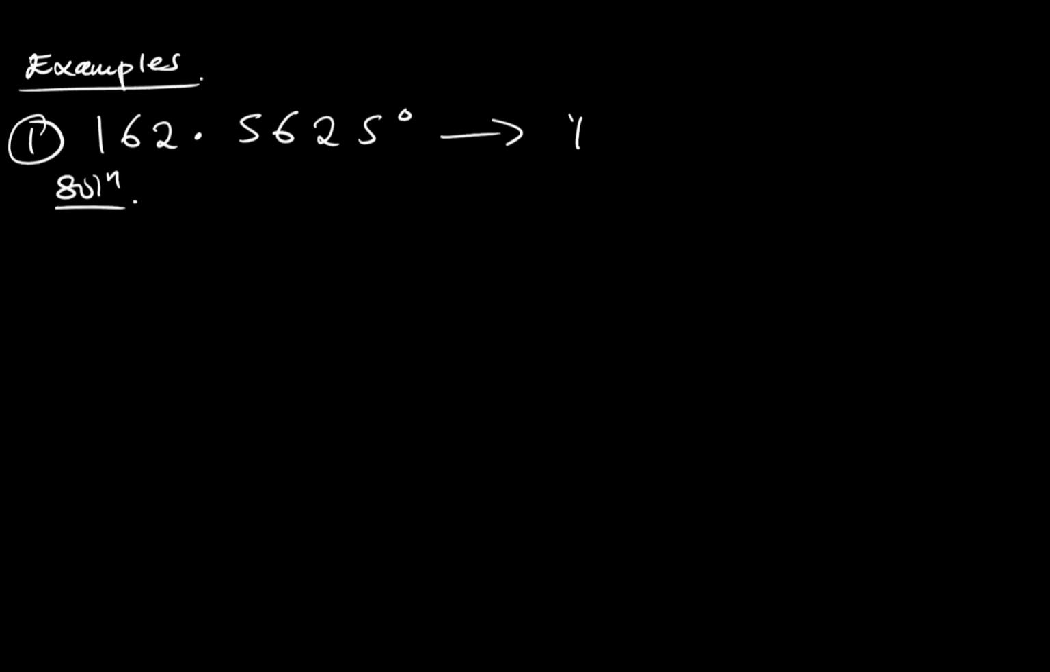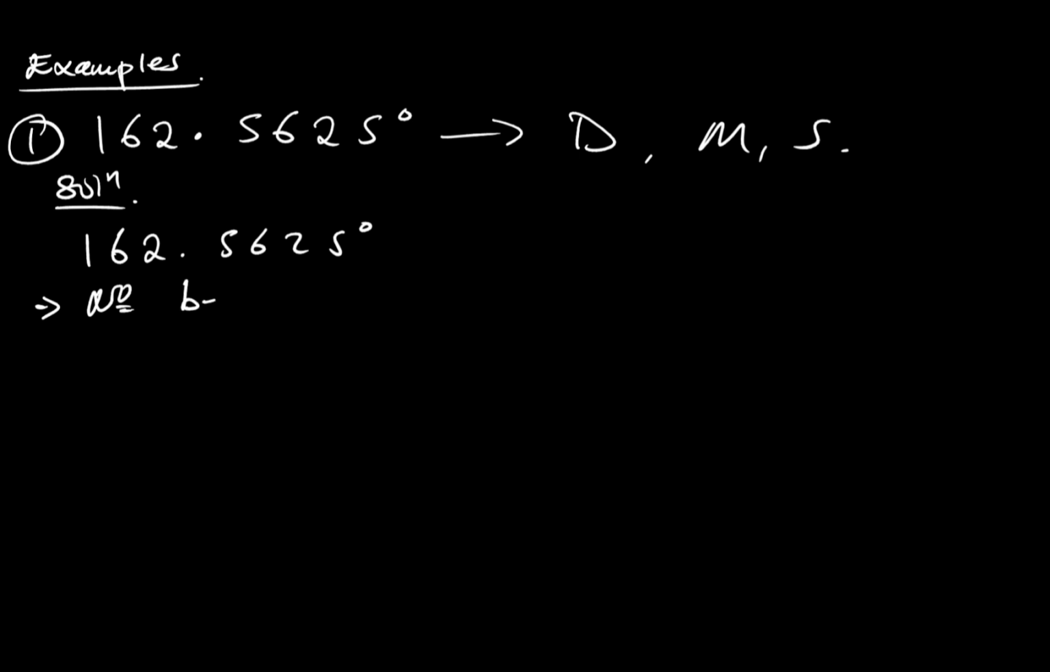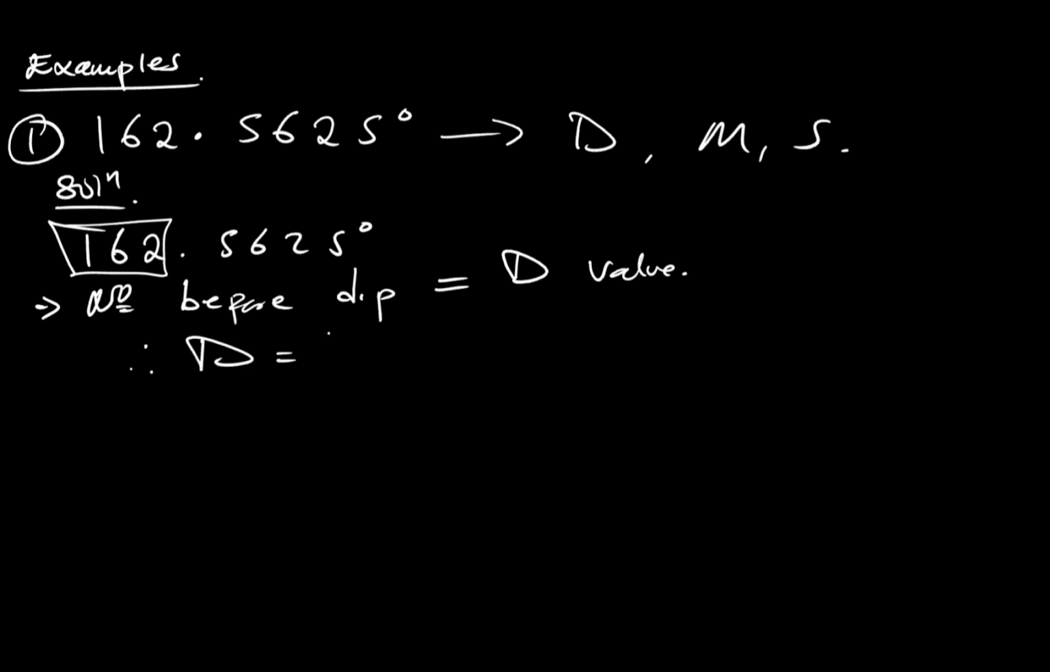Since I want to convert this to DMS, you need to understand that always when you have, say, 162.5625 degrees, the number before the decimal point is always equal to the degree value. Therefore, this number here is equal to the degree value. Therefore, the degree value is 162. Now, if I remove 162 from what I have, I will remain with 0.5625.